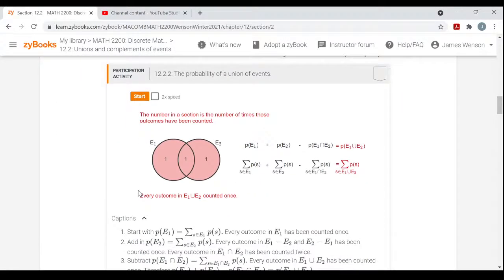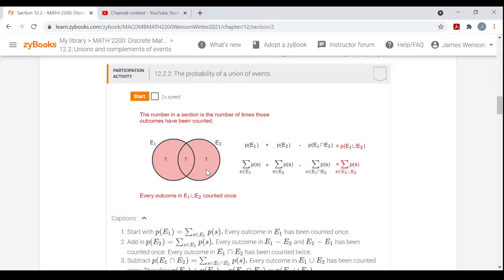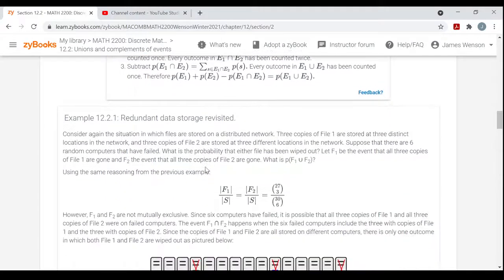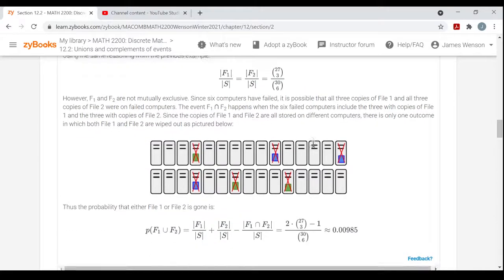And they give this a draw, and you can watch this animation here explaining this. This is really the same as the animation when they talked about the inclusion-exclusion principle for two sets. All right. So you can again read. There was an example on this in section 12.1. So if you haven't read that redundant data storage example in 12.1, please go back and read that, and then read this, because I'm going to leave this to you.